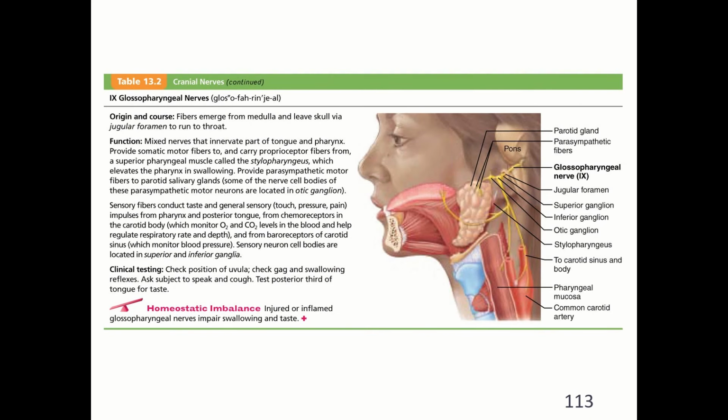Cranial nerve 9 is the glossopharyngeal nerve. These are mixed nerves that innervate part of the tongue and pharynx and are very important in the motor function of swallowing. You can see that they're also innervating a large salivary gland, the parotid gland, and thus will stimulate salivary flow. Sensory fibers will conduct taste and general sense of the pharynx and posterior tongue. In a homeostatic imbalance, an injured or inflamed glossopharyngeal nerve can impair swallowing and taste.